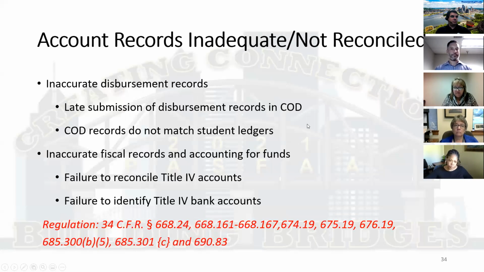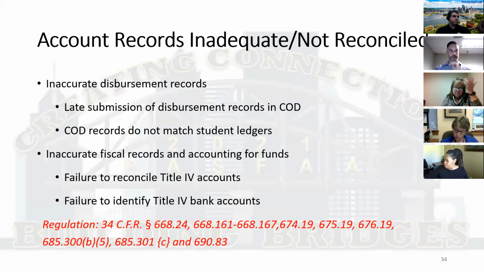Another area that we find there are some problems in is that the account records are inadequate or not reconciled correctly. Inaccurate disbursement records would be like a late submission of disbursement records in COD. COD records don't match the ledger cards. So the date that you disbursed to the student doesn't match what was recorded in COD.